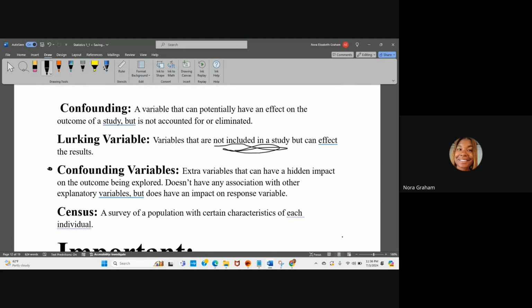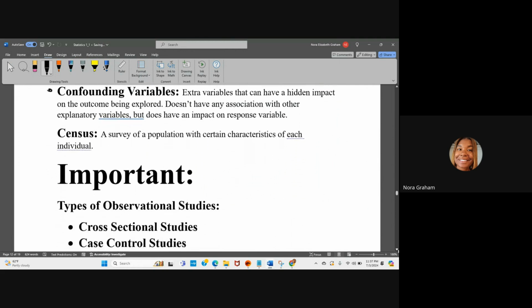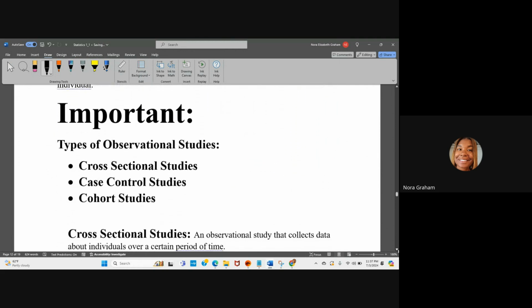All right. So census, a survey of a population with certain characteristics of each individual. Usually you hear this in the news when they do a census of the United States. So basically they're taking so many people in the United States of different characteristics and seeing what they do, or giving them surveys to see how they respond. Another important thing in this section is types of observational studies. There are 3 different types: cross-sectional studies, case control studies, and cohort studies.